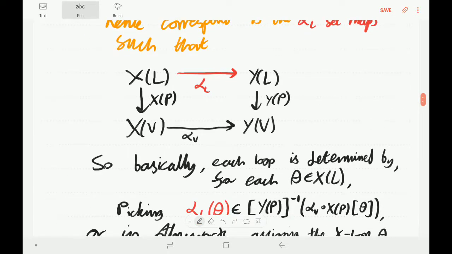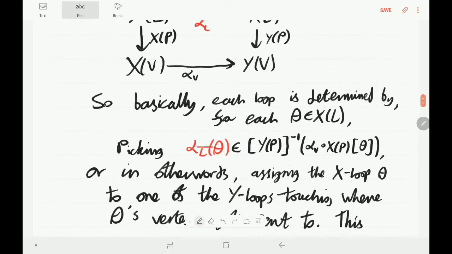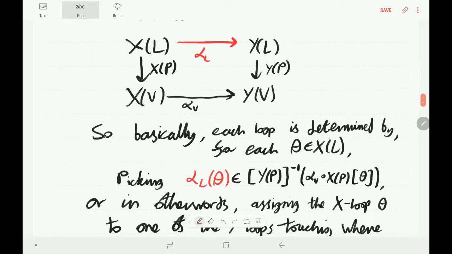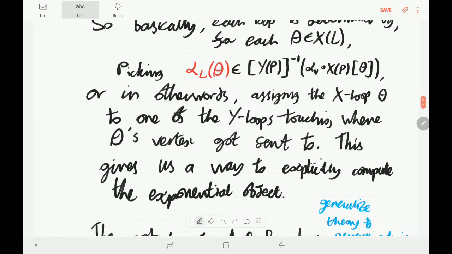But anyway, hopefully you can see that this gives you a method of working out all the loops on a particular vertex. Basically, for a given theta, which is in x of l, we can just do these functions on it, find out where it lands, and we can just do the inverse of this to work out all the loops that go through that vertex, and then we just have to send theta to any one of those loops. So it's this kind of equation here.